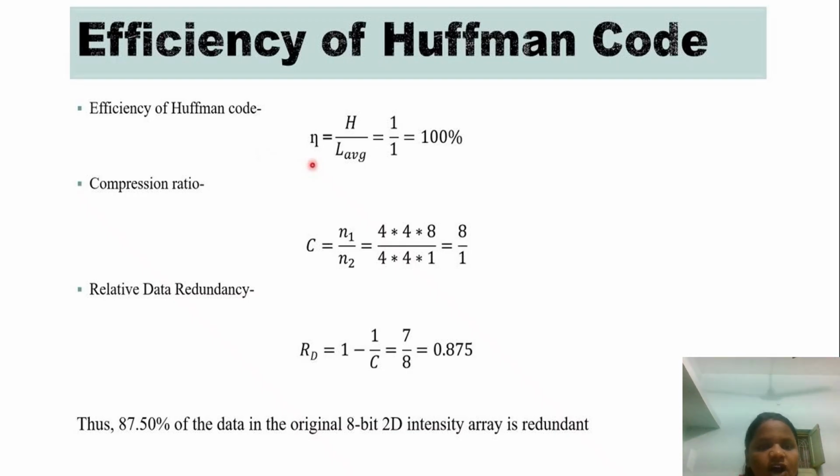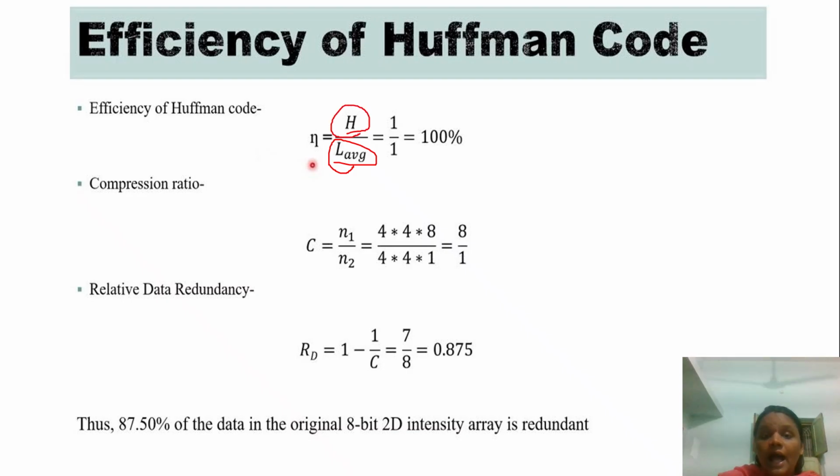The efficiency of the Huffman code is eta equals H by L average, where L average is the length and H is the entropy, which we have denoted. And we know the formula also.